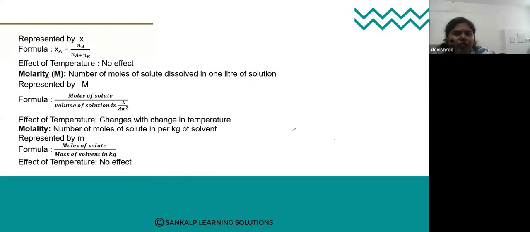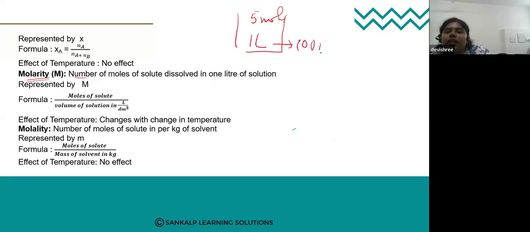Coming to the important formula, that is molarity. First of all, you need to know the formula: the number of moles of solute dissolved in 1 liter of solution. So much amount of solute, maybe 5 moles of solute, is dissolved in 1 liter of solution. 1 liter is 1000 ml, so how many moles of solute have we added in it? That is called molarity.